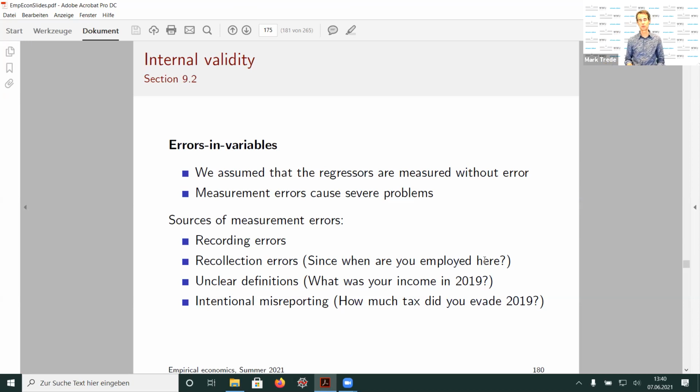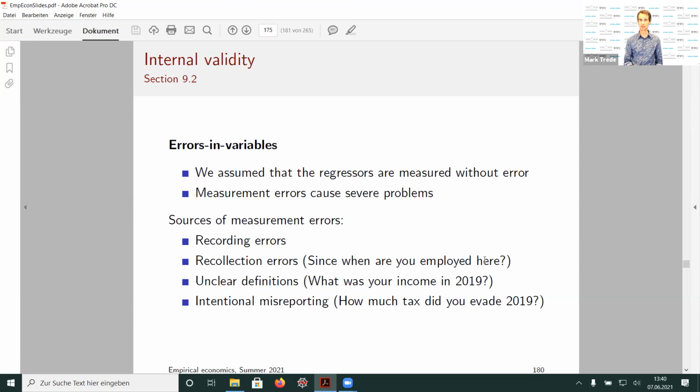Third source of measurement error are unclear definitions. So I might ask somebody, what was your income 2 years ago? And even if they know about their income 2 years ago and they can recollect that, the definition of income is by no way clear.